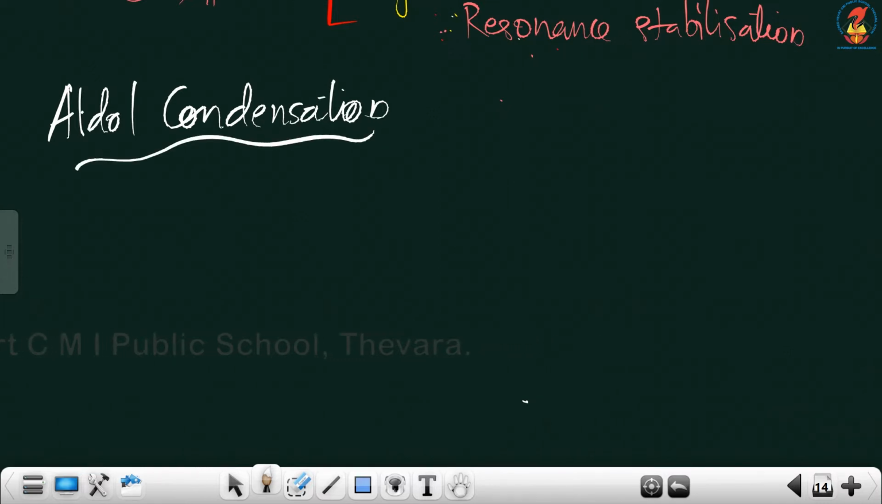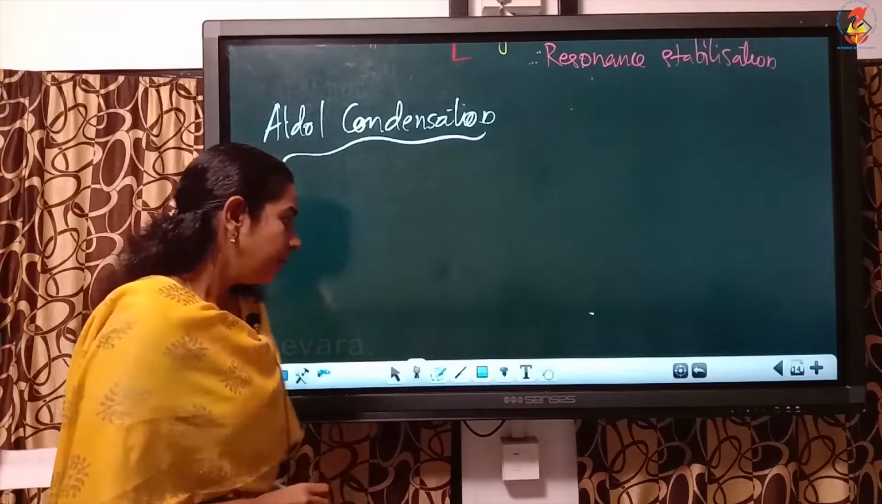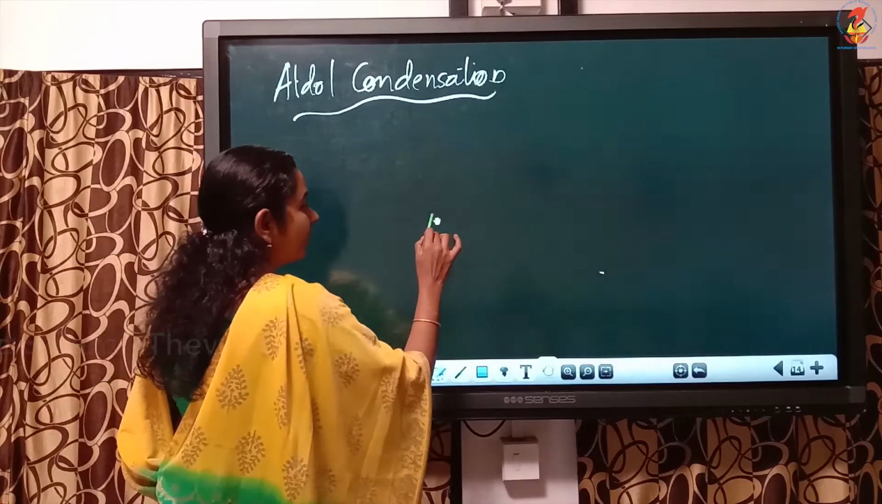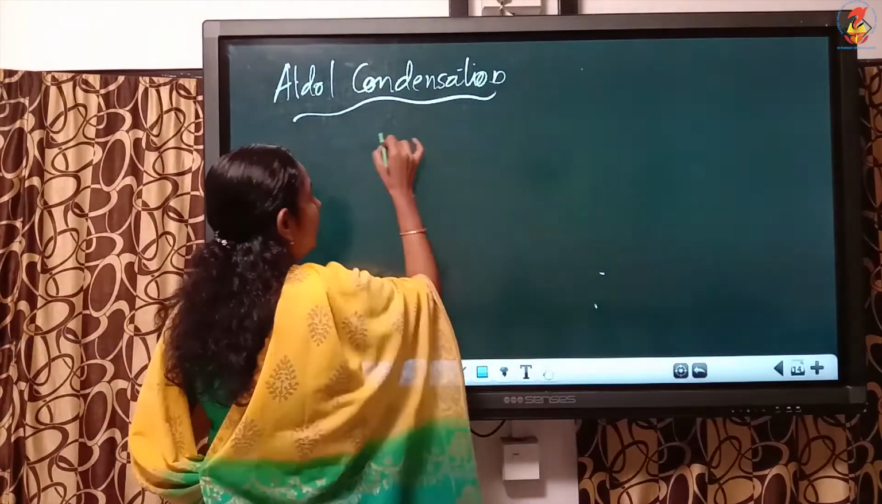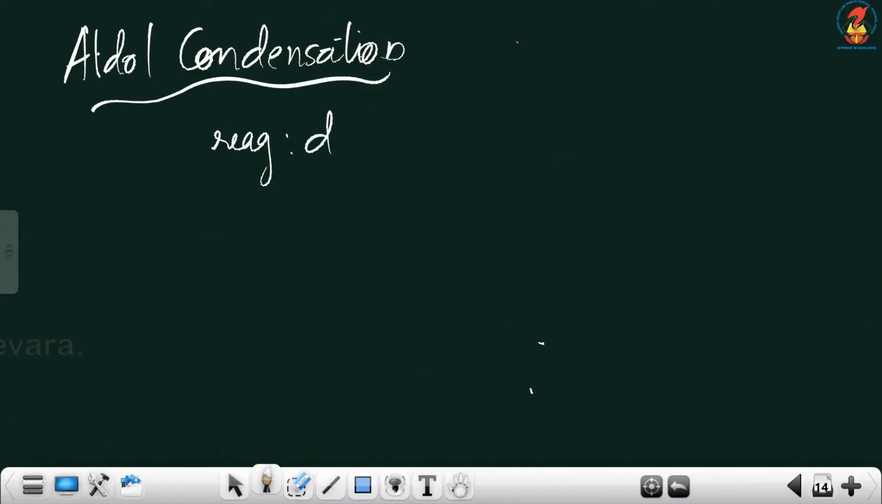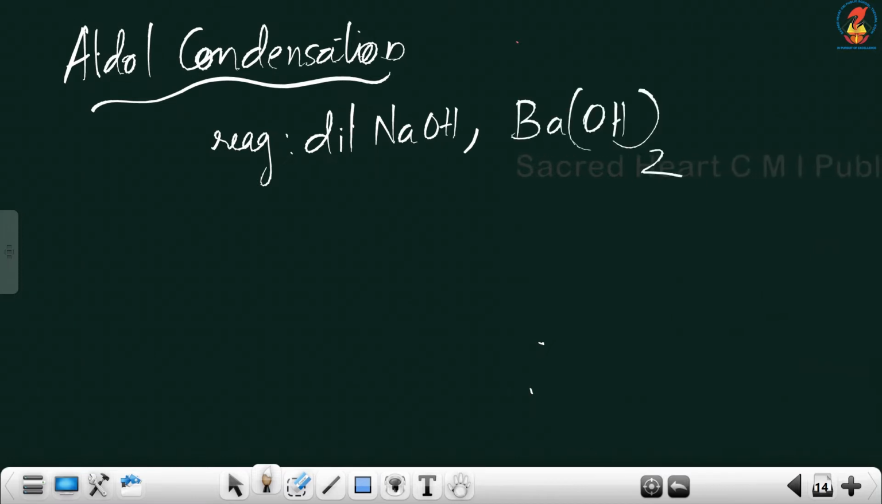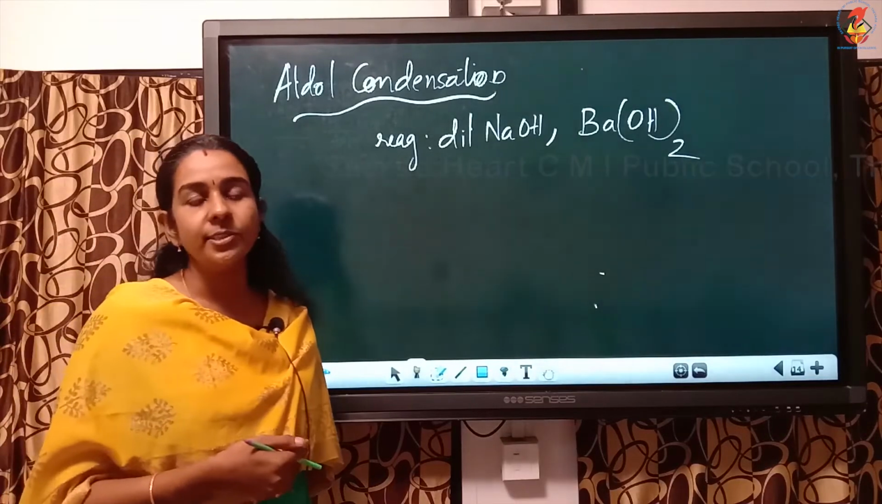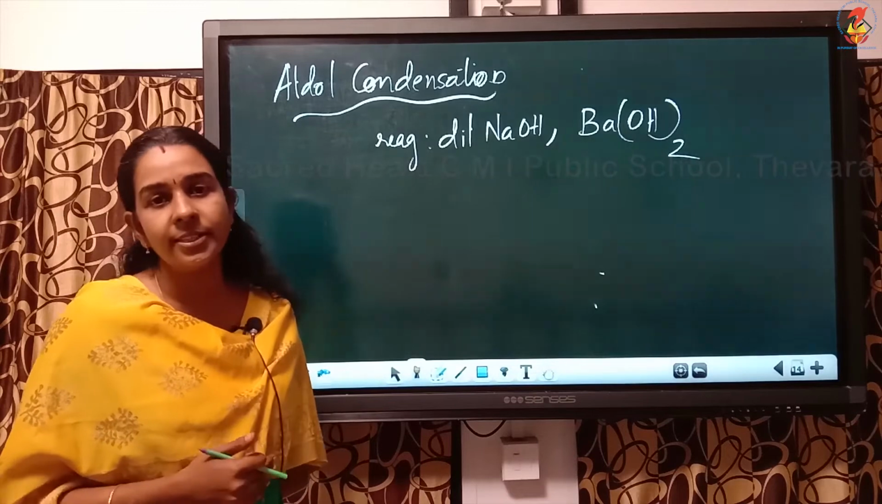Aldol condensation reaction. First of all, we have to study the reagent. The reagent used here is dilute alkali. So, either we can use dilute NaOH or we can use barium hydroxide. These are the two common dilute bases we are using in aldol condensation.